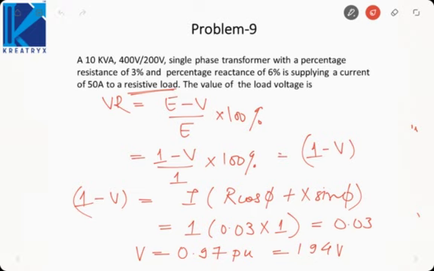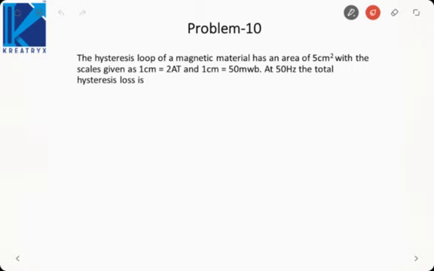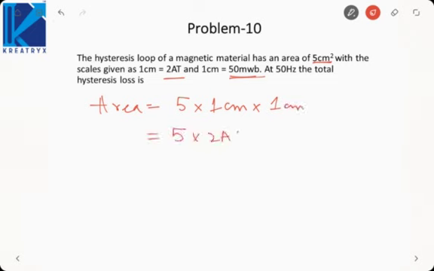Moving on to our next problem. It is saying the hysteresis loop of a magnetic material has an area 5 cm square, where 1 cm is equal to 2 ampere turns, and the other 1 cm is equal to 50 milliweber. So if we calculate area, 5 into 1 centimeter into 1 centimeter, 5 into 2 ampere turns into 0.05 Weber. So it is 0.5 ampere turns into Weber.